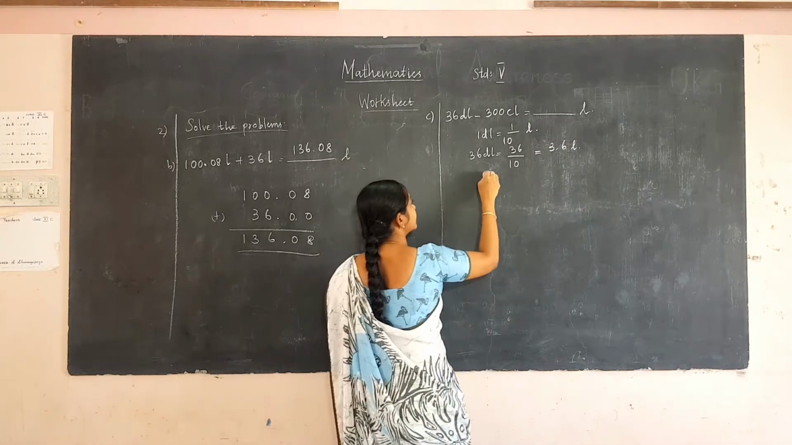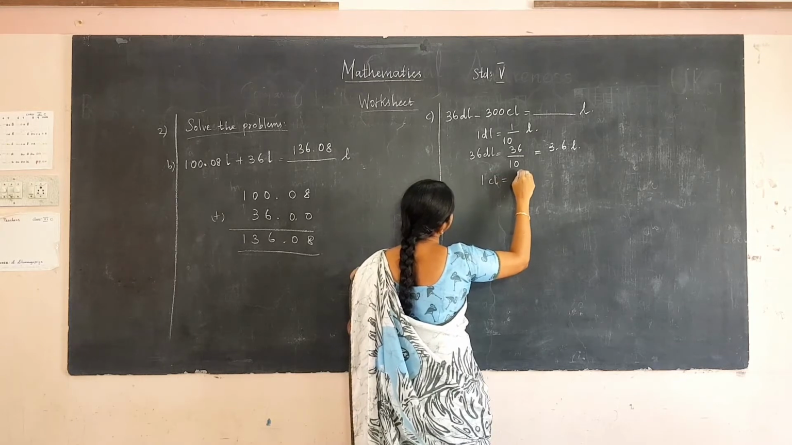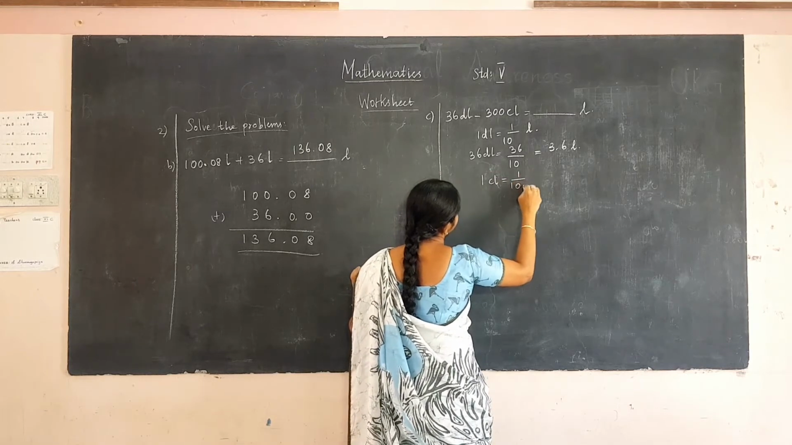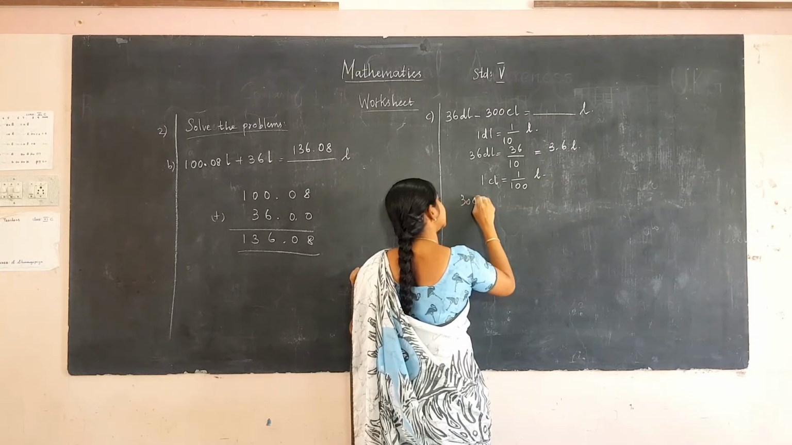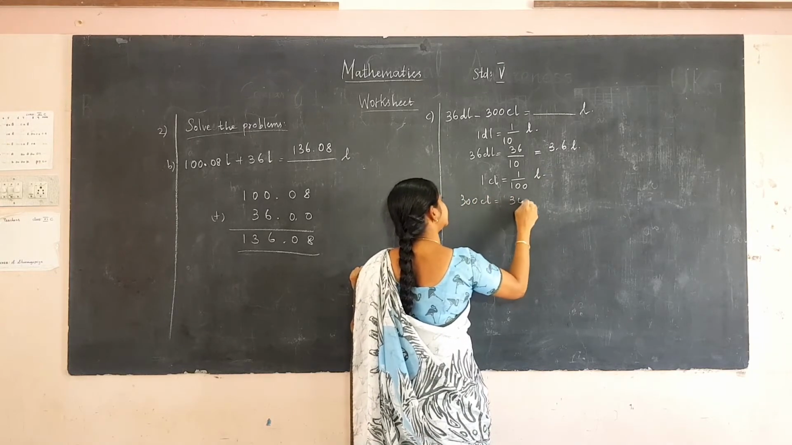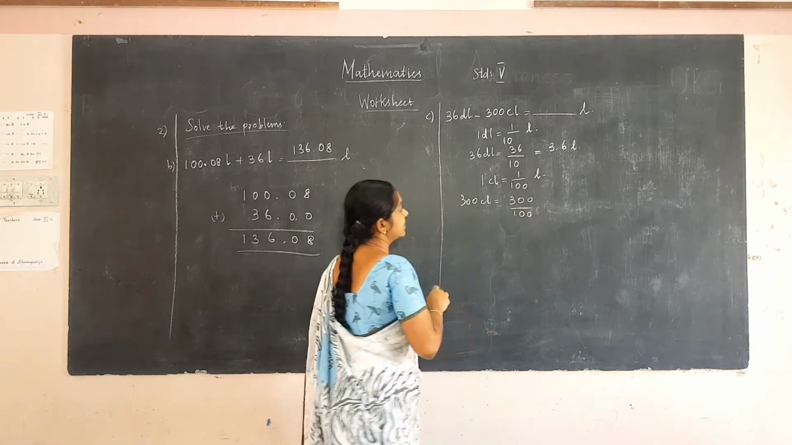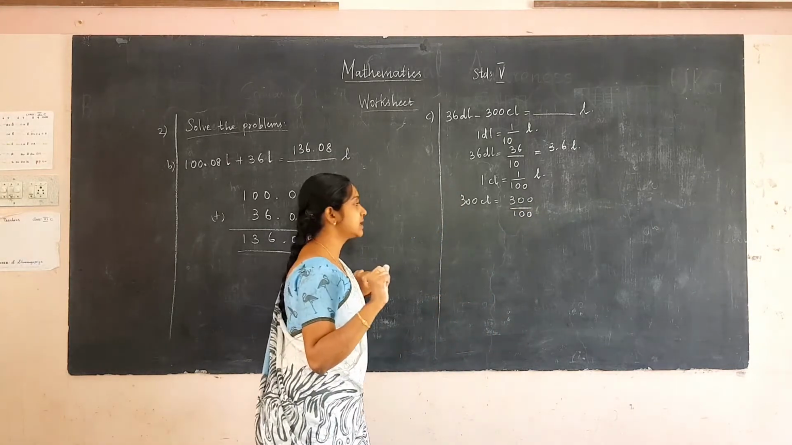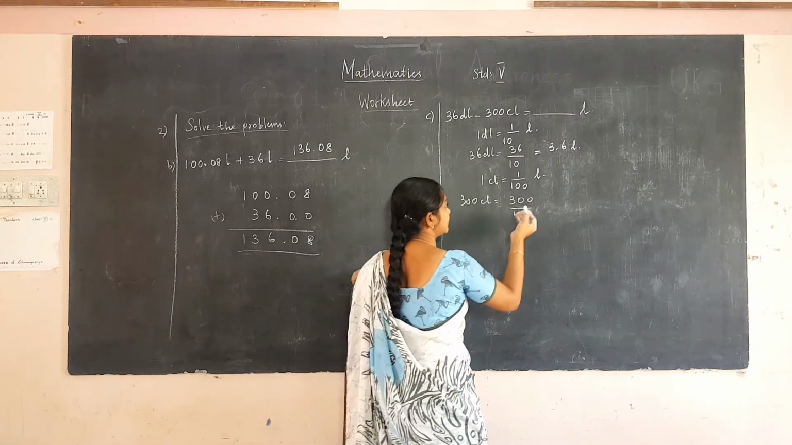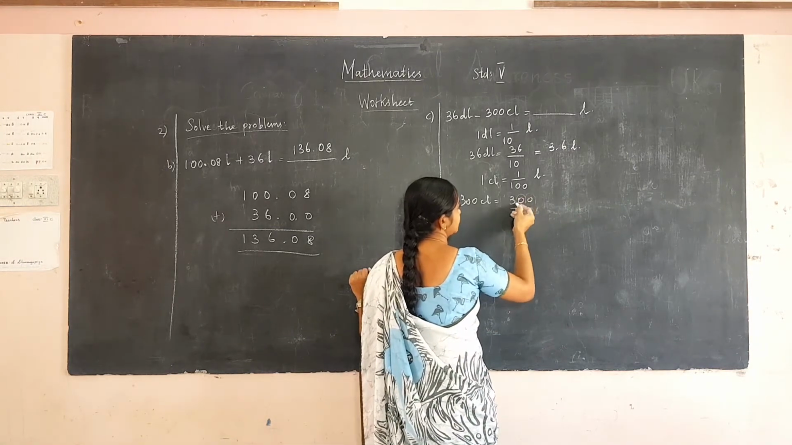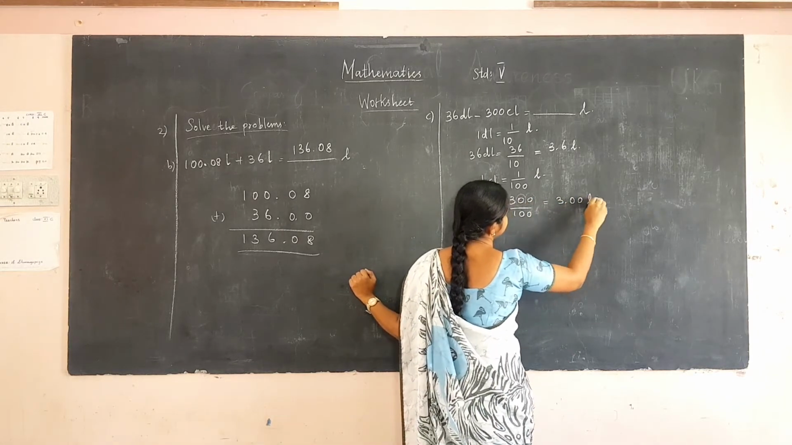Next, 1 centiliter equal to 1 divided by 100 liter. Then for 300 centiliter we have to divide 300 by 100. We are having 2 zeros in the denominator. So we have to keep the decimal point before two places, 1 and 2. It is 3.00 liter.